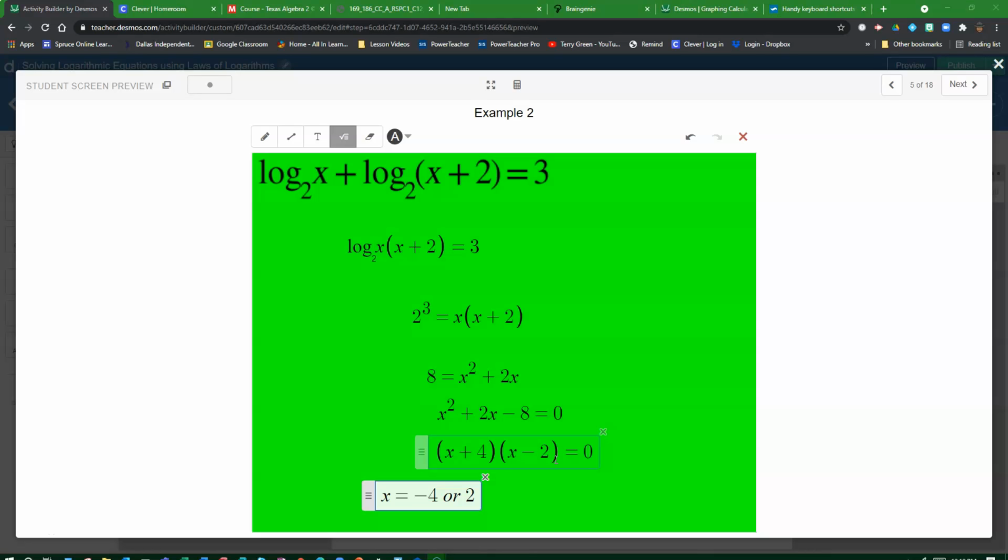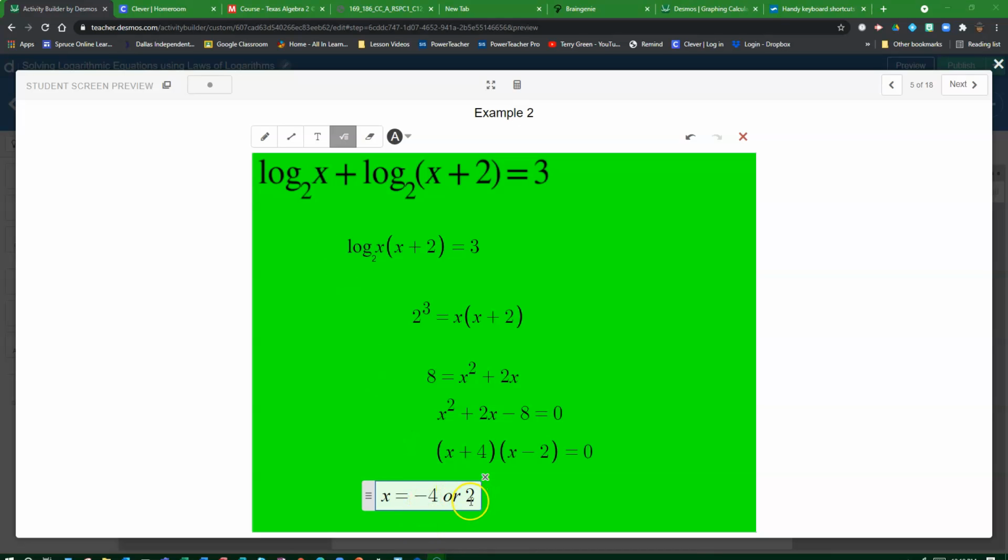Now, let's check something out here, because you always run the risk of extraneous solutions. If x is equal to negative 4, then we would end up with a negative argument for the log base 2 of x, which cannot be. None of these laws work if the argument is a negative number. So we have to throw out the negative 4.